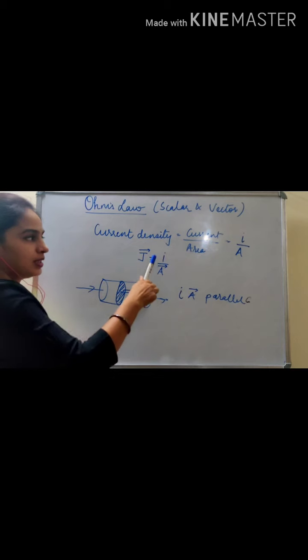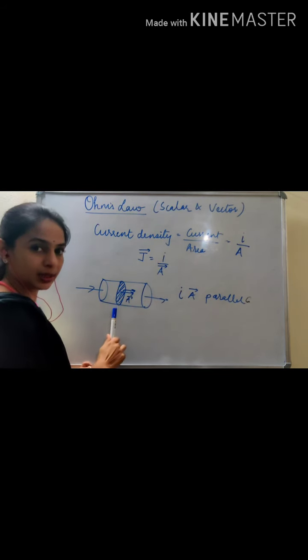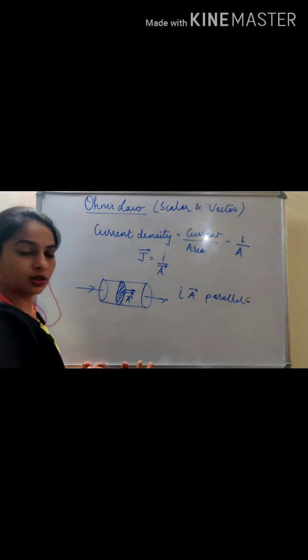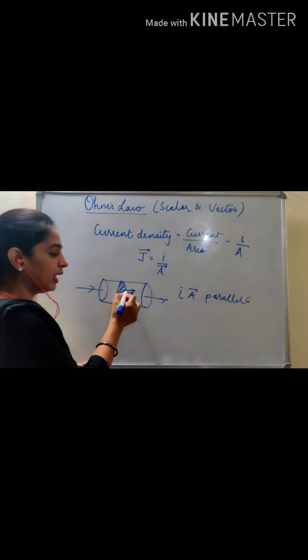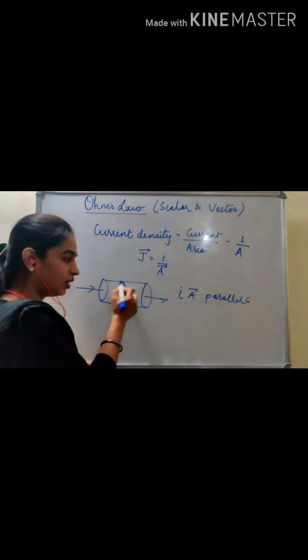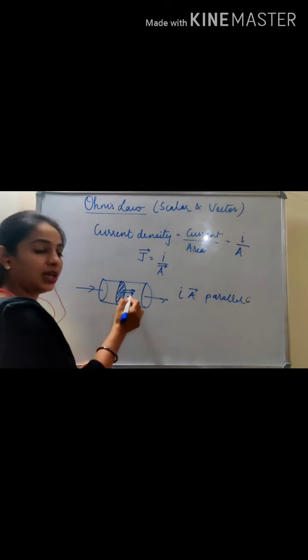How do we find the current density? The amount of current flowing through this area. But which current will we take? The current which is perpendicular to the area. So remember, to take current perpendicular to the area, or a simpler way is to take the area vector.